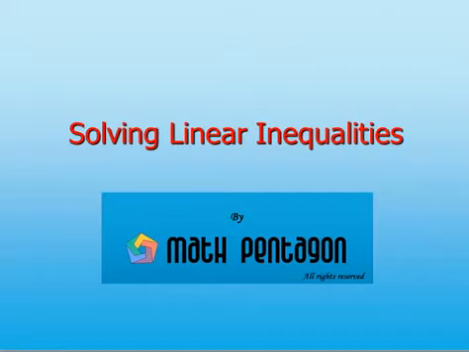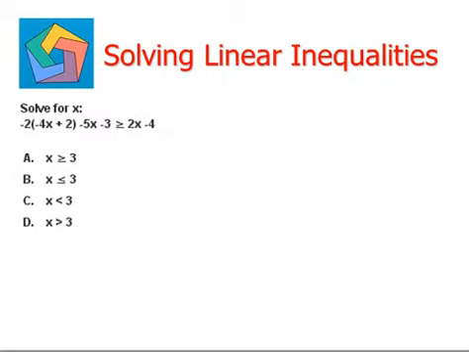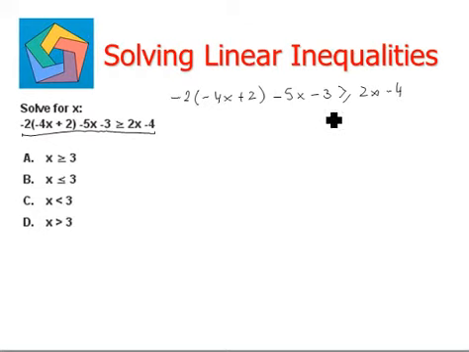To understand the concept, let's look at some examples. The first one says solve for x and we're given this inequality. Let's write it down. Negative 2 times negative 4x plus 2 minus 5x minus 3 is greater than or equal to 2x minus 4. Now, to solve the inequality, we need to put the x terms on one side and the constants on the other. So let's start off.